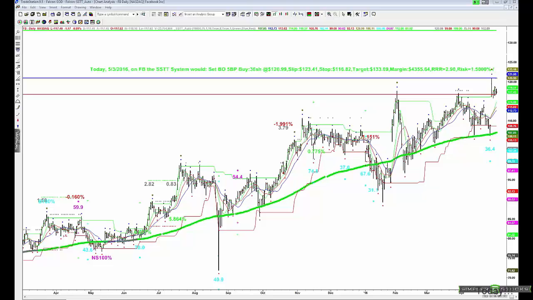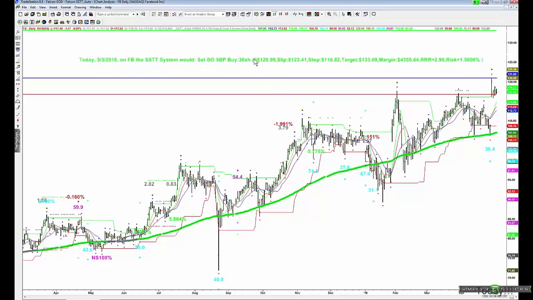So let's just go look at a couple potential trades here. First one we're going to look at is Facebook. And we have a breakout trade. And on our breakout trades, we are looking for price to break out above resistance if we're going long, or to break down below support if we're going short.